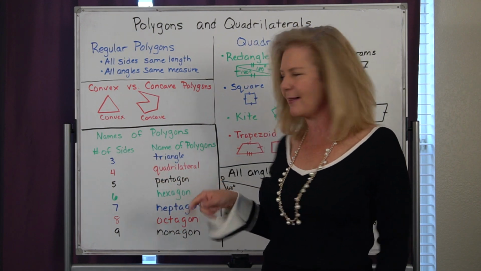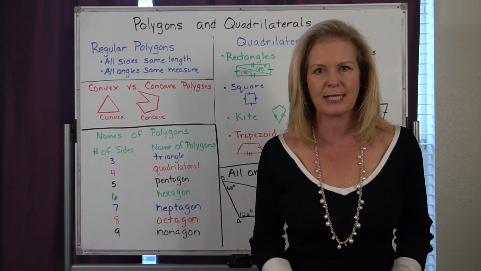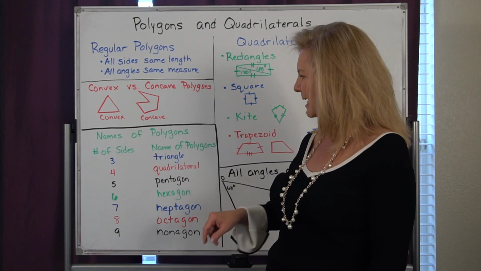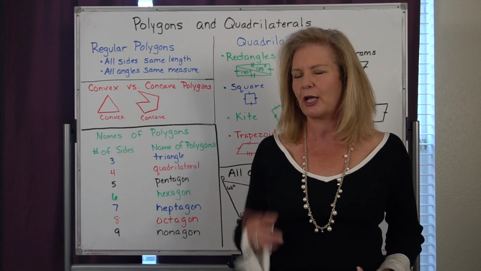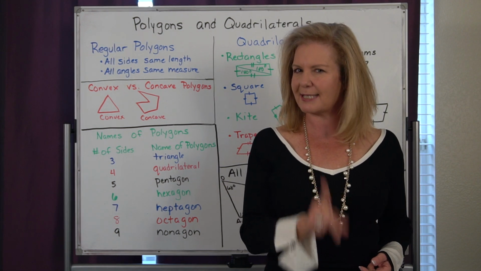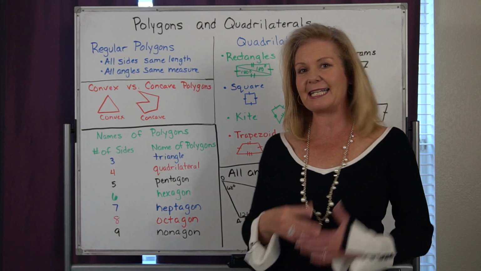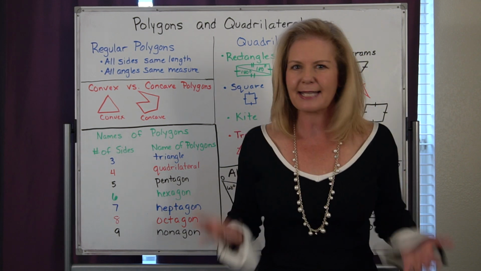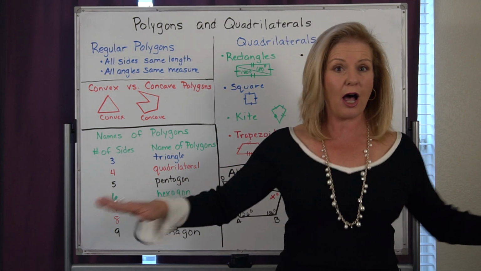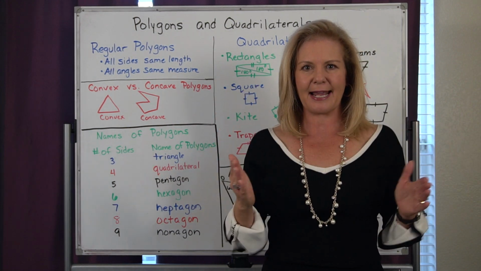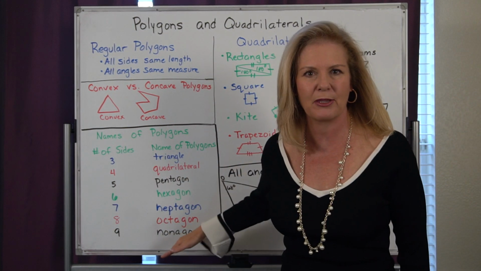A three-sided polygon would be a triangle. A four-sided polygon is a quadrilateral. A five-sided polygon is a pentagon. A six-sided is a hexagon. What most people don't know is the seven-sided, which is a heptagon. An eight-sided is an octagon, nine-sided is a nonagon, and we can go on and on. Every single polygon, each side changes the name of the polygon.